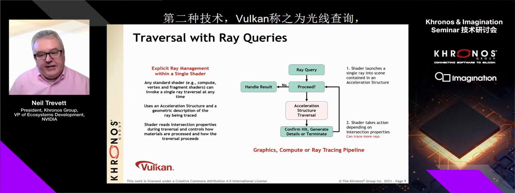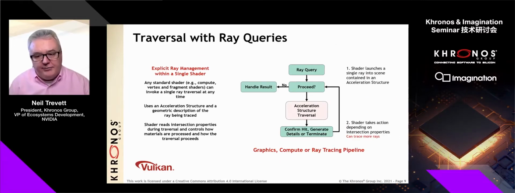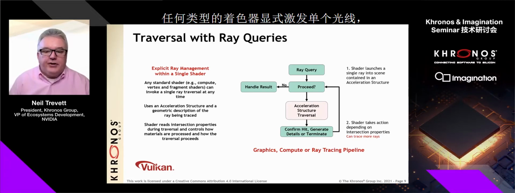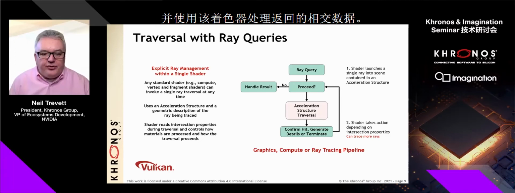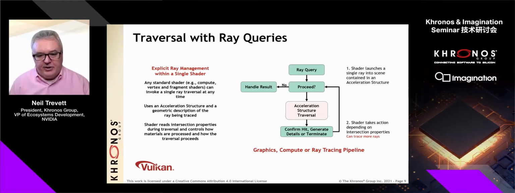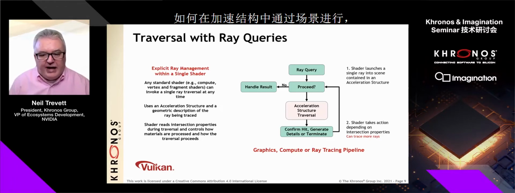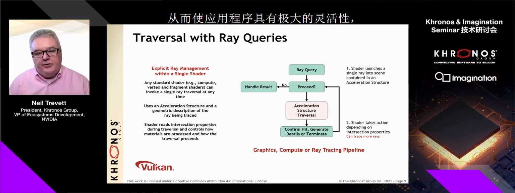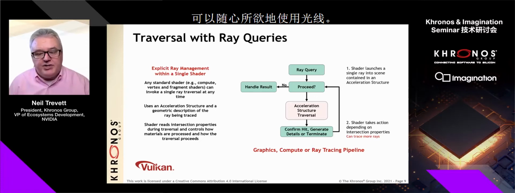The second technique, which Vulkan calls ray queries, enables the application to explicitly fire single rays from any type of shader and also use that shader to process the returned intersection data. Shaders can also control how traversal proceeds through the scene in the acceleration structure, enabling the application with significant flexibility to use rays really however it wishes.